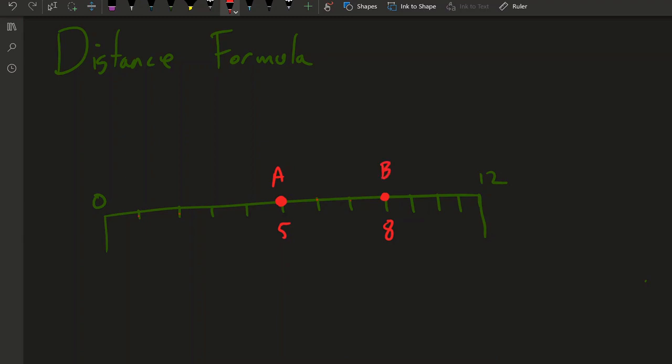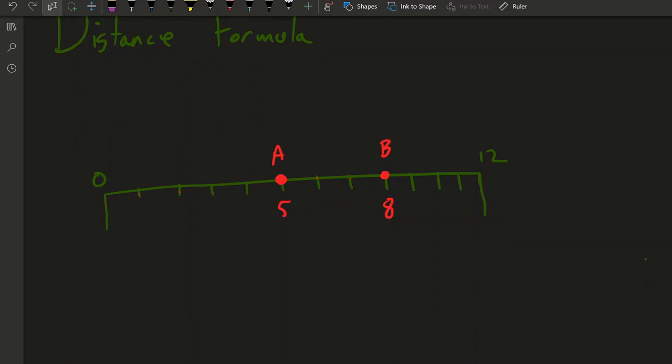If I wanted to know the distance between A and B, first of all, I could just count 1, 2, 3. But second of all, if these were huge numbers that were hundreds of units apart, I would have to do some math to figure that out. So the distance between A and B would be the bigger number minus the smaller number, and that would give me 3.